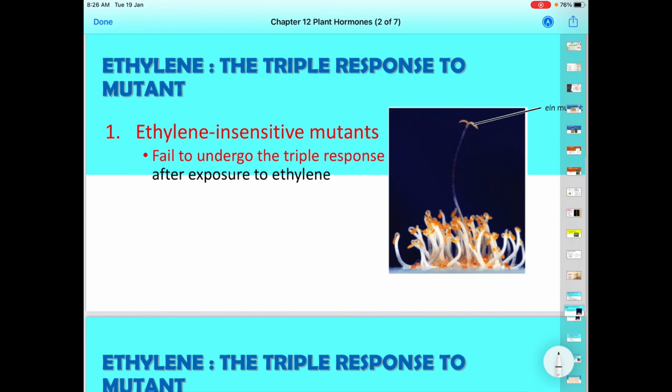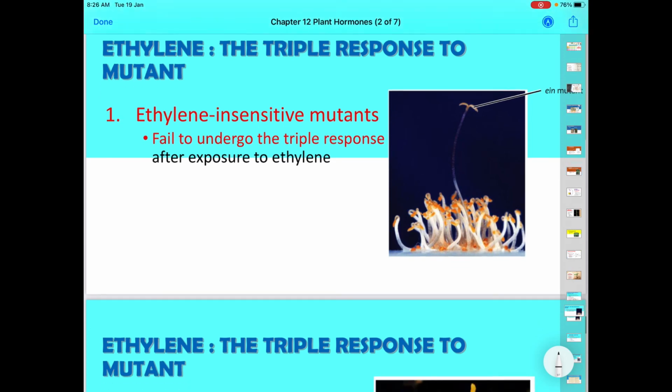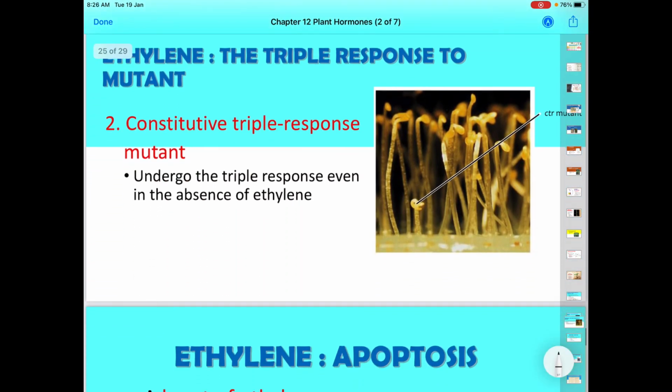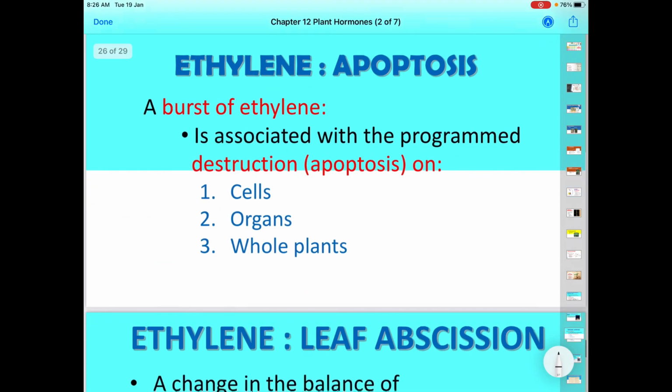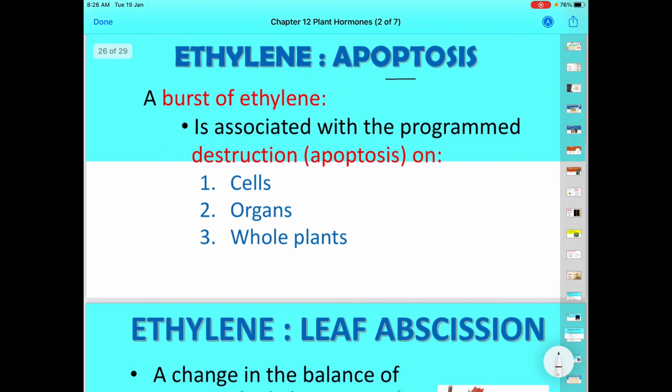Okay, so this is about ethylene. Insensitive mutants fail to undergo the triple response after exposure to ethylene. Constitutive triple response mutants undergo the triple response even in the absence of ethylene. So this is just some experiments that have been done to test the functions of ethylene.